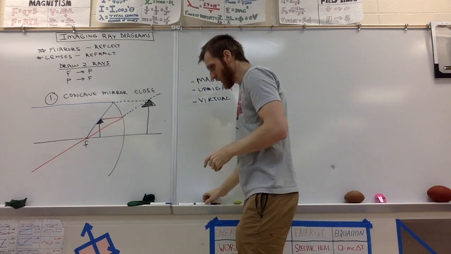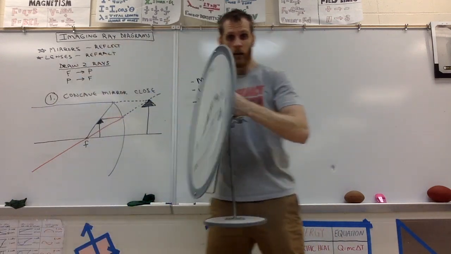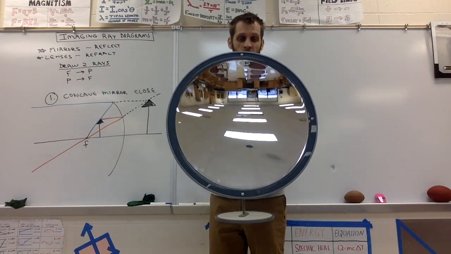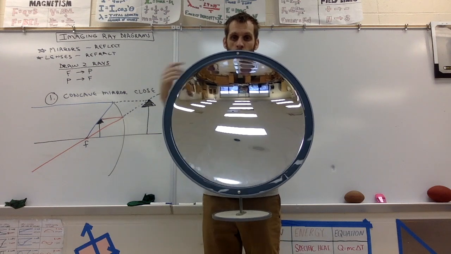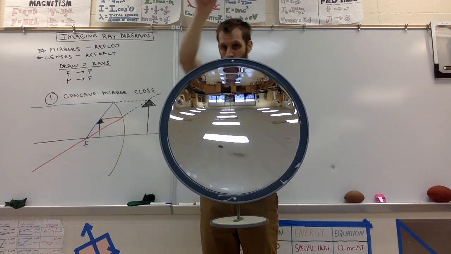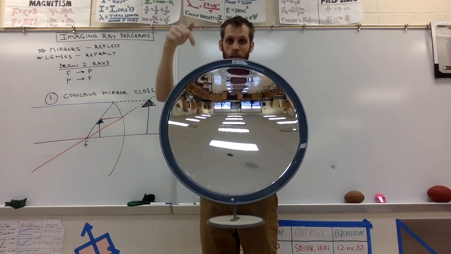Now, what does that look like in real life? Well, here's a mirror. It's curved, as you can see. Right now, we can see that in the first case, we saw that it was a real image, and it was upside down. So if you look at this, you're seeing the back of the room right now, and all the lights are on the bottom.